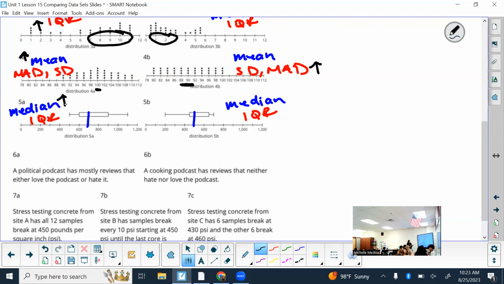Which one would have a higher IQR? A or B? Bonus if you can tell me without actually doing the math. 5A or 5B? Okay, 5A. I was confused. I was like, there's 2 5s. Yeah, so this box is longer. IQR is Q3 minus Q1. Here's Q3, here's Q1. So the smaller boxes have smaller IQRs.